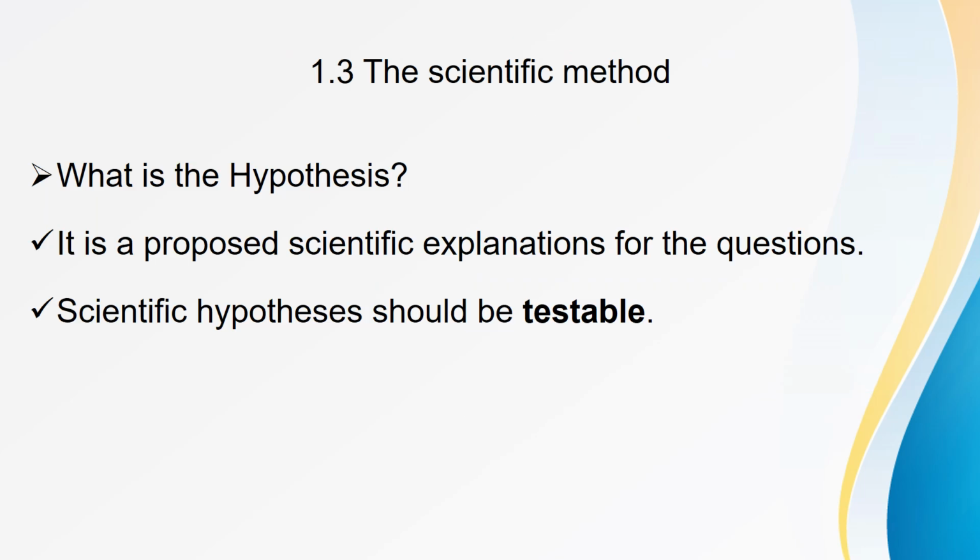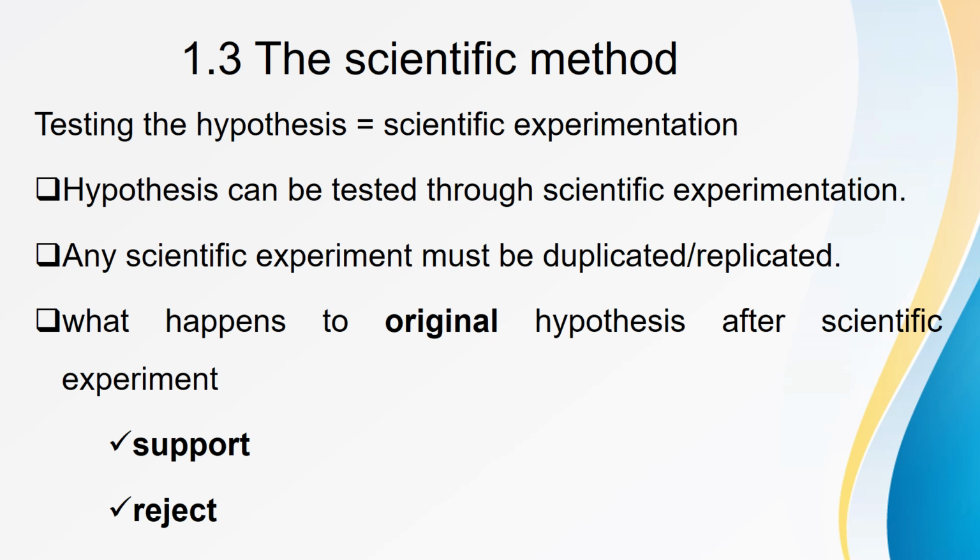What is the hypothesis as a step of scientific method? Hypothesis is a proposed scientific explanation for the questions. Scientific hypotheses should be testable. Testing the hypothesis means doing scientific experimentation. Hypotheses can be tested through scientific experimentation. Any scientific experiment must be duplicated or replicated.